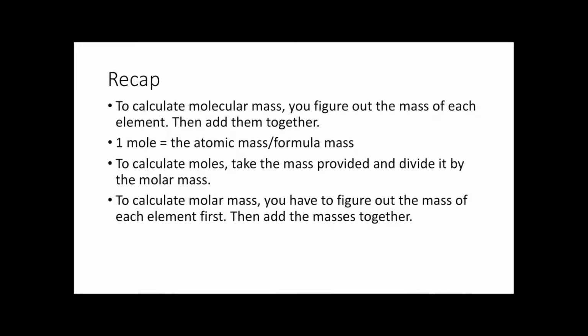So just to recap, to calculate molecular mass, you figure out the mass of each of the elements first and then add them together. 1 mole is equal to the atomic mass of something. To calculate moles, you need to take the mass provided and divide it by the molar mass. And to calculate the molar mass, you have to figure out the mass of each element first and then add the masses together.